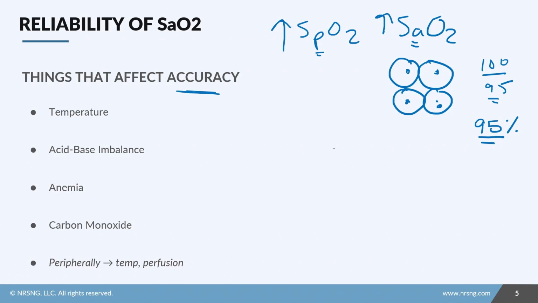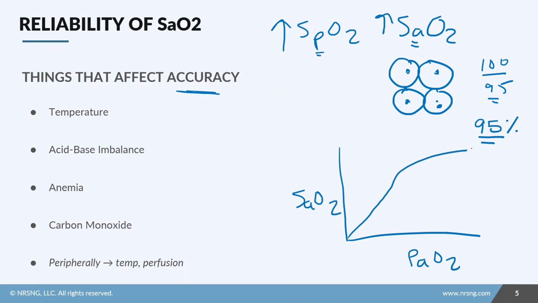But there's something called the oxyhemoglobin dissociation curve that basically compares the PaO2 to the SaO2. And I'm not going to give you a whole lot of details here, but generally as the PaO2 rises, so does the SaO2.